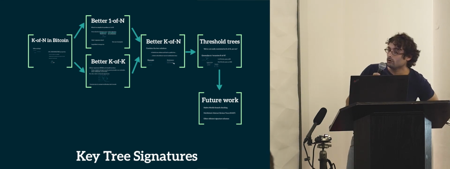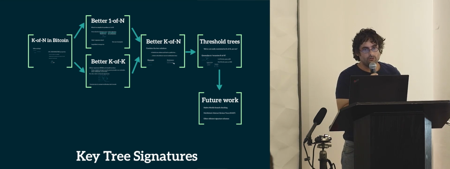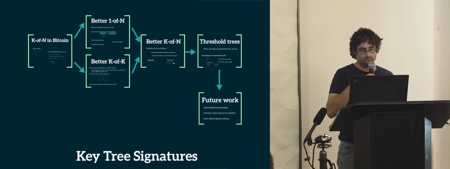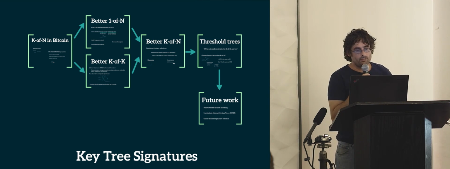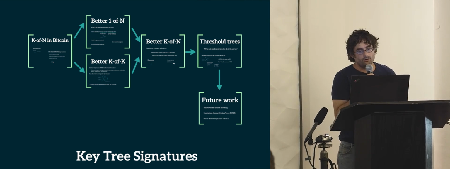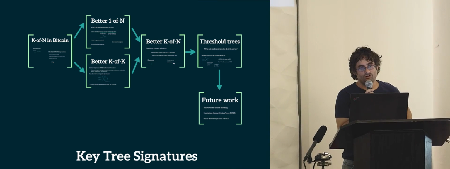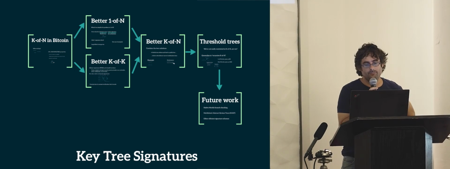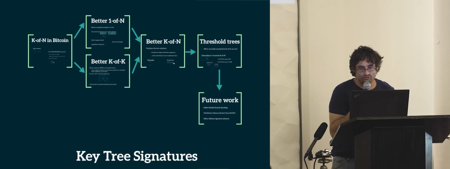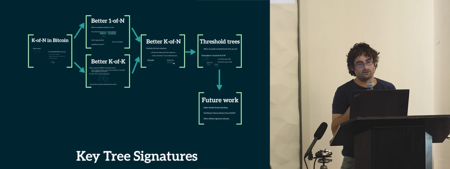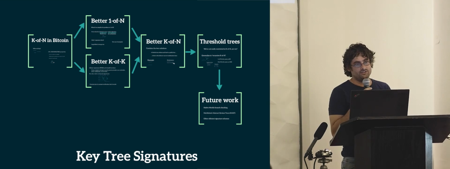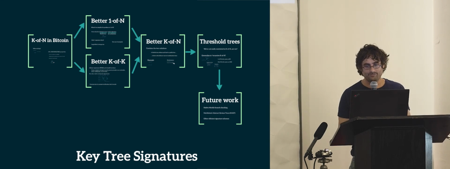So this is an outline of my talk. I'll first talk a bit about multisig support in Bitcoin, K of N thresholding. I'll go into that better later. Then I'll talk about what if we restrict the problem to just 1 of N and see if we can improve that. Then alternatively look at what if we want just K of K, where everyone's a signer, and improve that. Combine the two approaches to get something which gives us a better K of N. Then generalize this into something I've been calling threshold trees, and then finally talk about some future work.